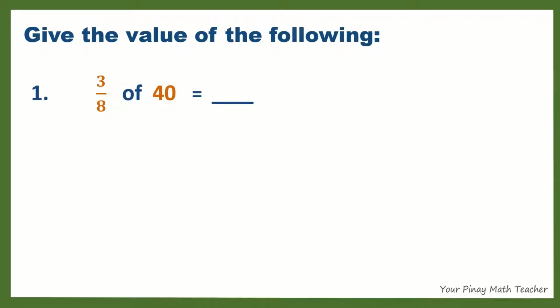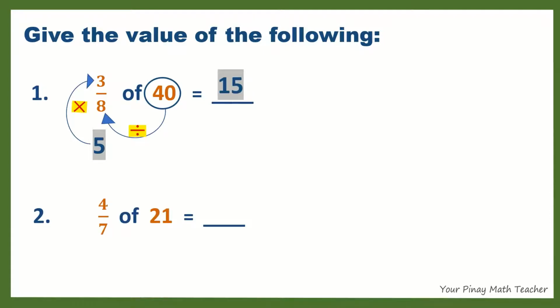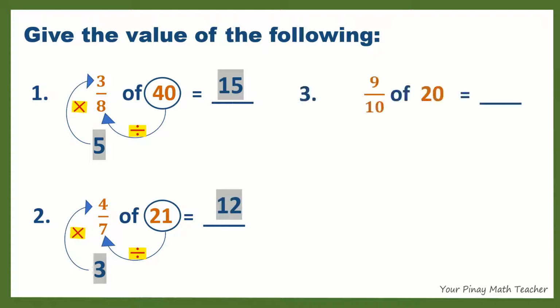At this time, let's give the value of the following without the illustration. So we'll just apply the technique divide, times. So 40 divided by 8, 5 times 3. So you get 15. Number 2, 4/7 of 21. 21 divided by 7 is, yes, you're right, 3 times 4. You're correct, 12. Number 3, 9/10 of 20. 20 divided by 10, 2 times 9 is equal to 18.